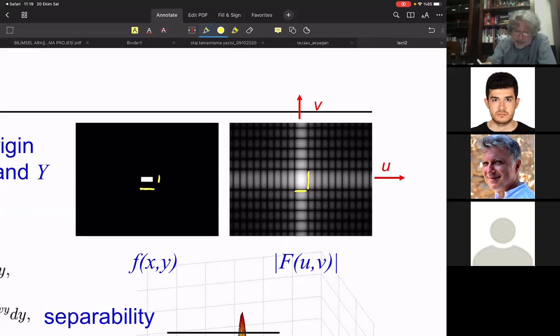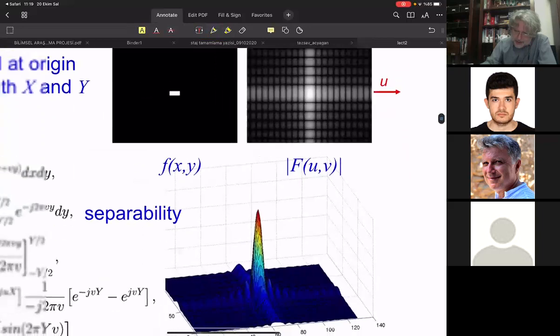In fact, you could say that these are inverses of one another. Like if the right-hand side is the image, the left-hand side would be its Fourier transform, or vice versa. There is a dual property that is happening.